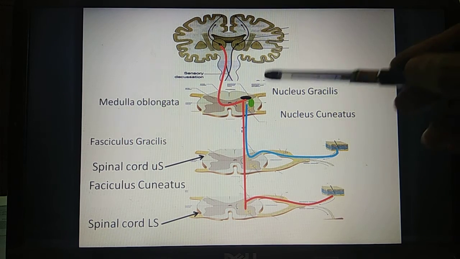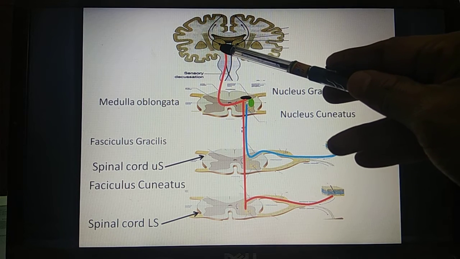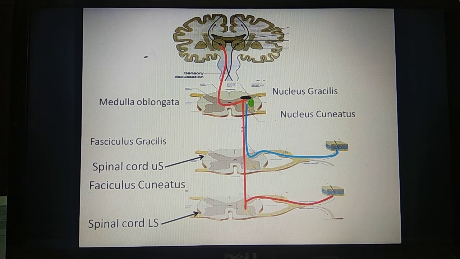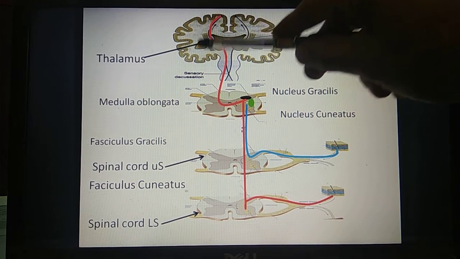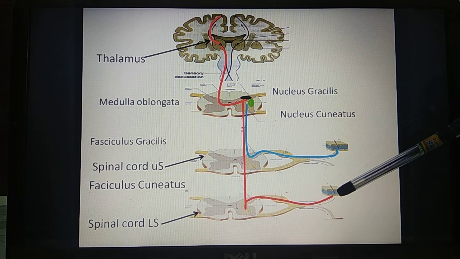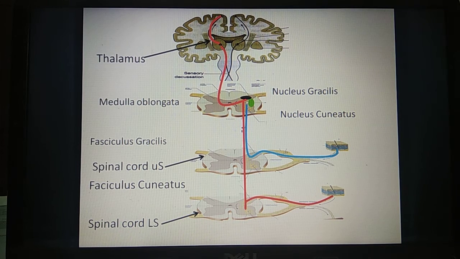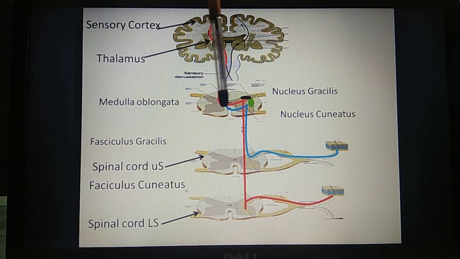Now from here, fibers are arising. Now they are crossing to the opposite side and going up to the thalamus. Now from the thalamus they are going to the whole cortex, just like in our spinothalamic tract, from whichever part of the body it is coming. Suppose it is the lower part of the body, it will go to the lower part of the body area in the sensory homunculus. Now, similarly, from the nucleus cuneatus, it is arising and going to the thalamus. From here, it will go again.